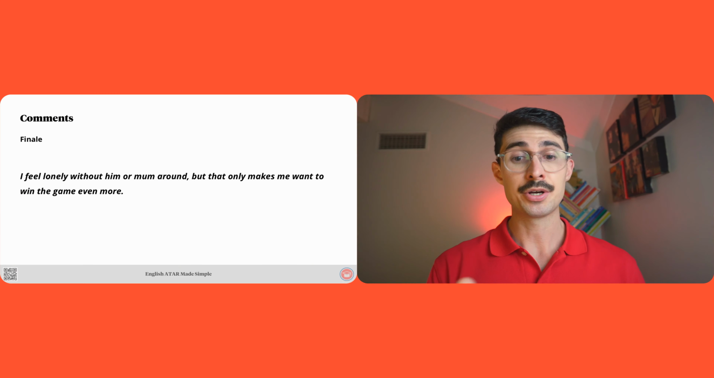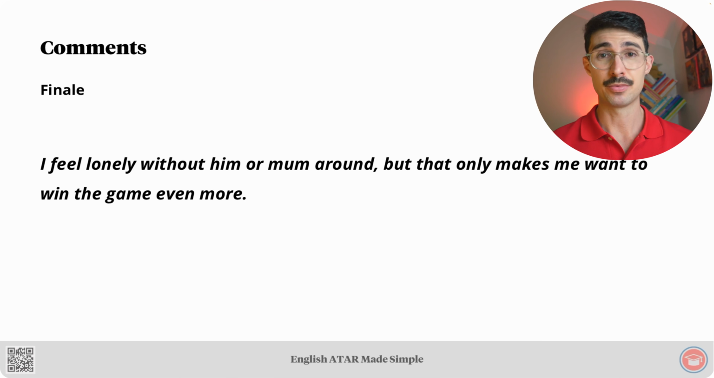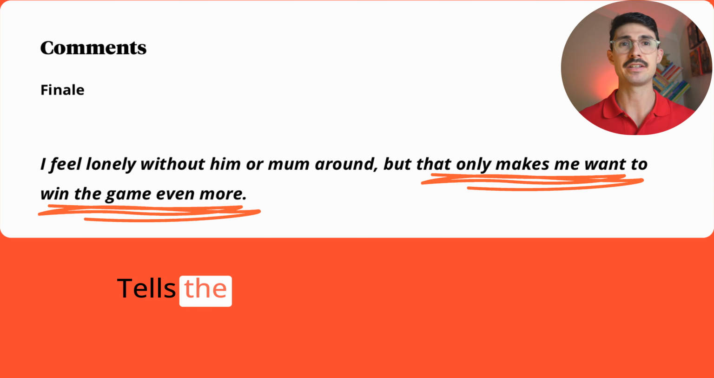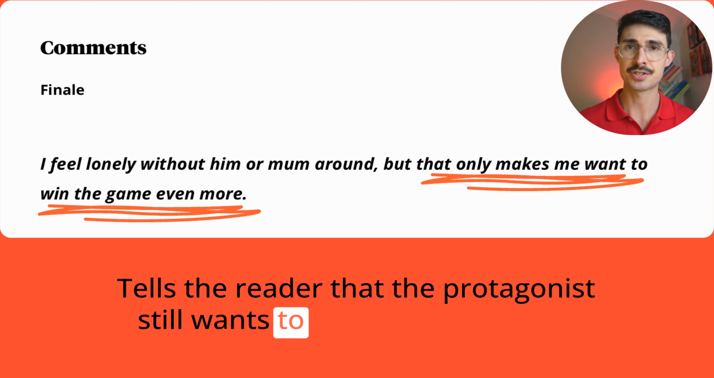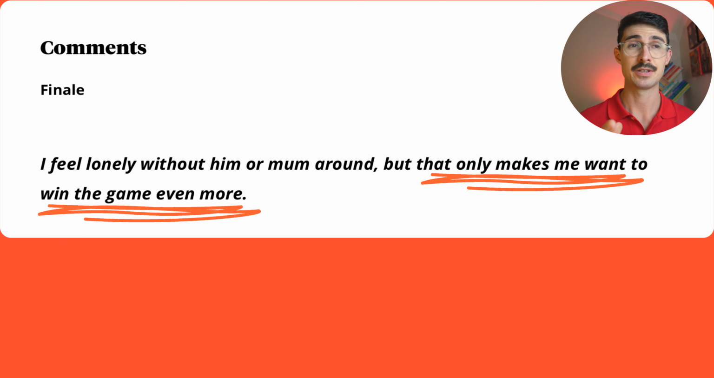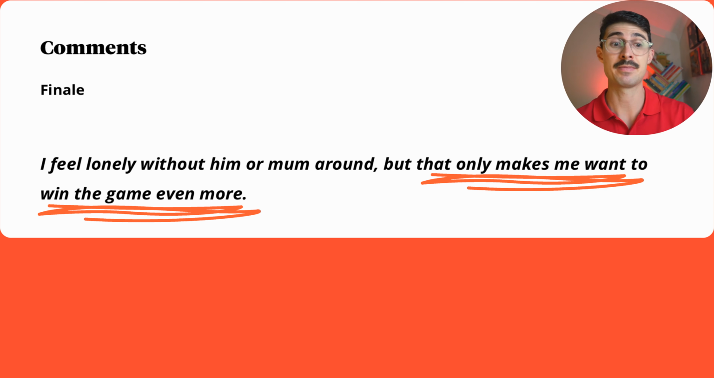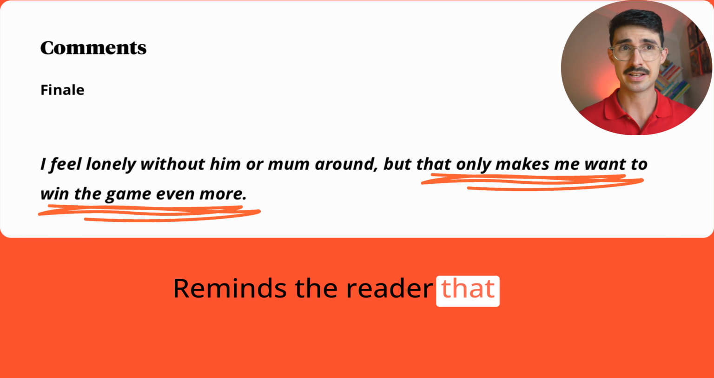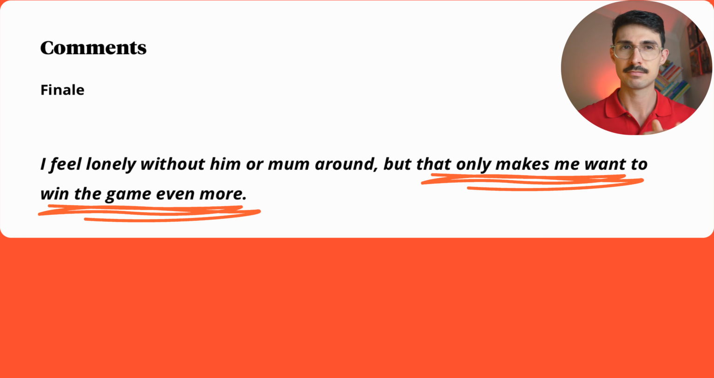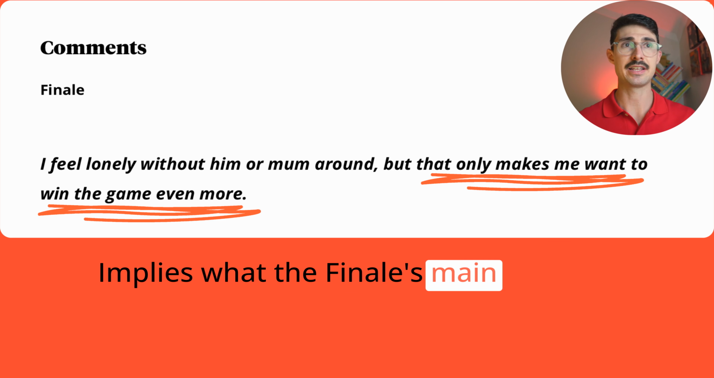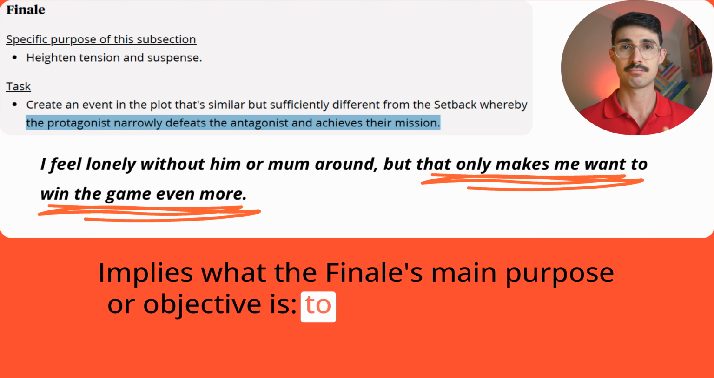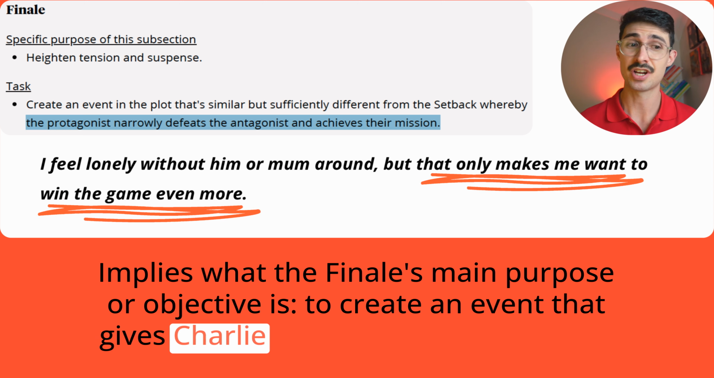"That only makes me want to win the game even more." This is a really easy way of telling the reader that the protagonist still wants to achieve his mission despite losing contact with firstly his mum and now his dad. It reminds the reader that we have something clear to root for, and it implies what the finale's main purpose or objective is: to create an event that gives Charlie an opportunity to escape.